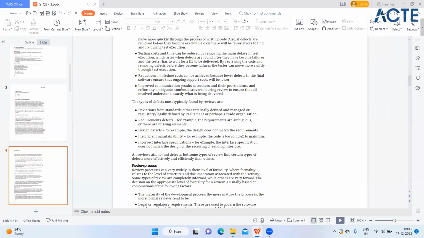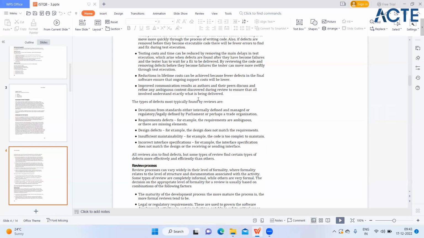Improved communication results as authors and their peers discuss and refine any ambiguous content discovered during review to ensure that all involved understand exactly what is being delivered. Okay, so this is how we are doing static testing.